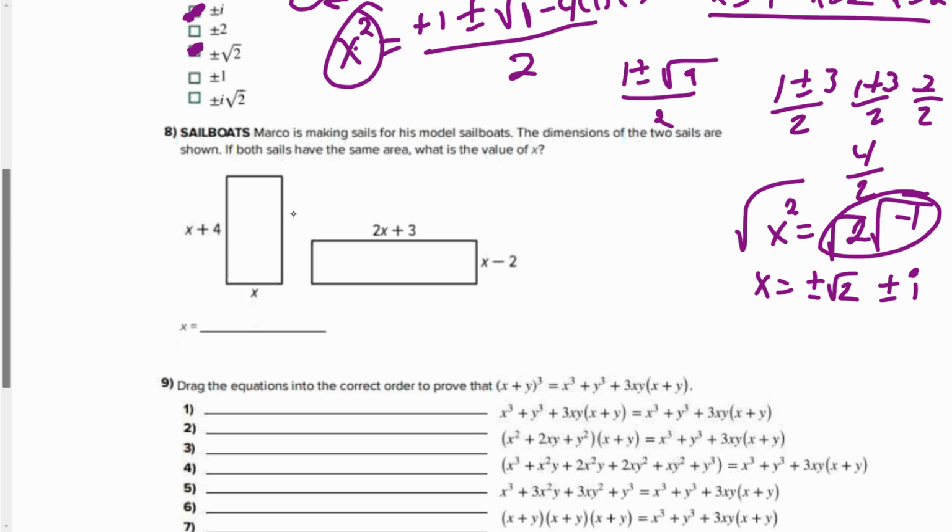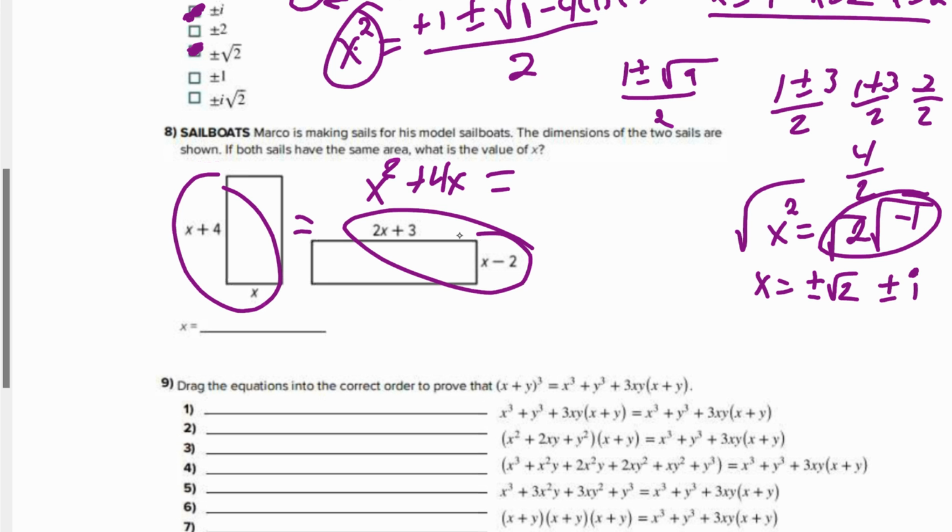Say these areas are equal, right? So that means if I just take these two, multiply them, I get x squared plus 4x, and I set it equal to the area of this one, which is 2x squared minus 4x, so minus 1x, and then minus 6. I'm just flowing those out there. Now I can either do y1 and y2 and see where they intersect, or I could set it equal to one side and see where my x-intercepts are, right?